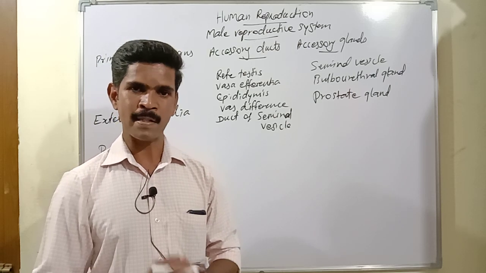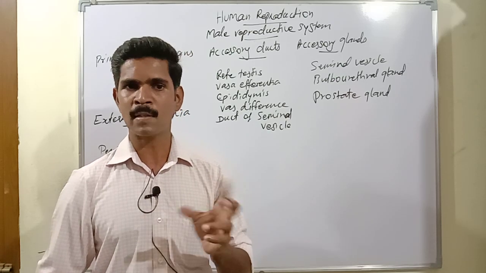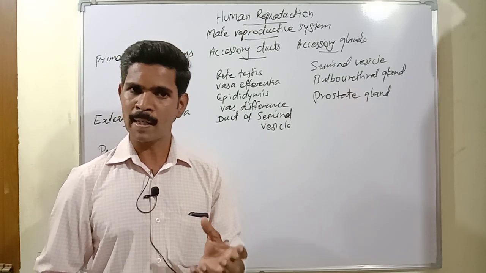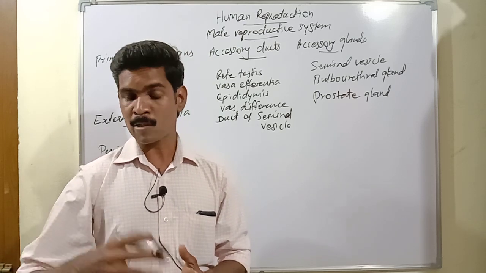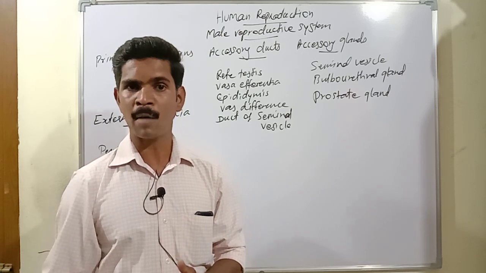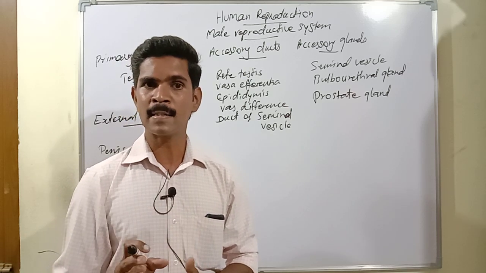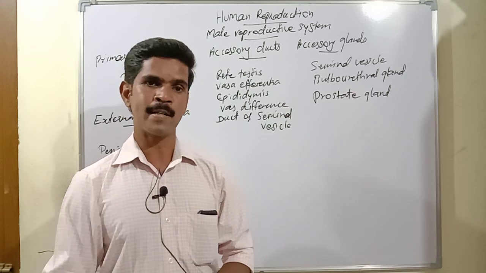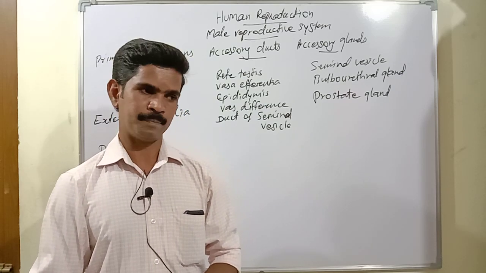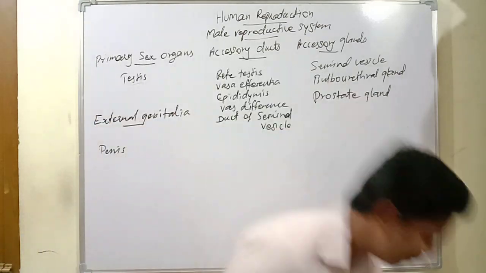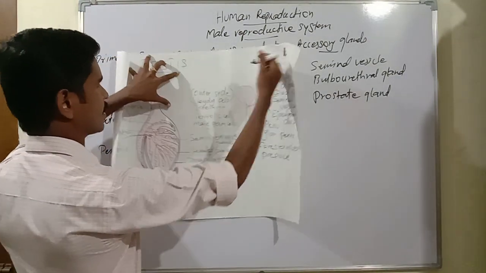Understand? So now I have said two important points about the testes. First, both testes are oval in shape and they are located in a bag-like structure called the scrotum. Then the scrotum hangs outside, below the abdominal cavity. The reason is that the testis needs a temperature 2 to 3 degrees Celsius lower than the body temperature. Understand? Then listen very carefully. See, just imagine this is the testis.